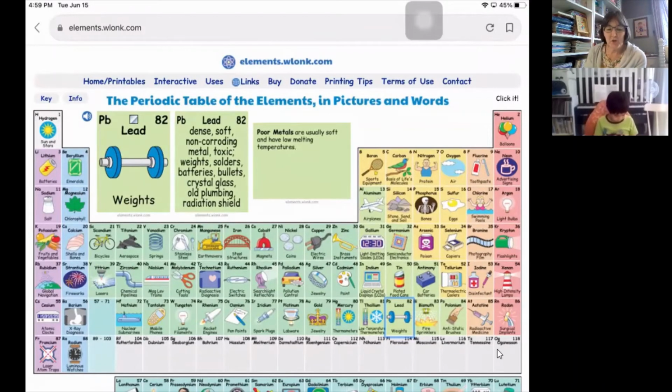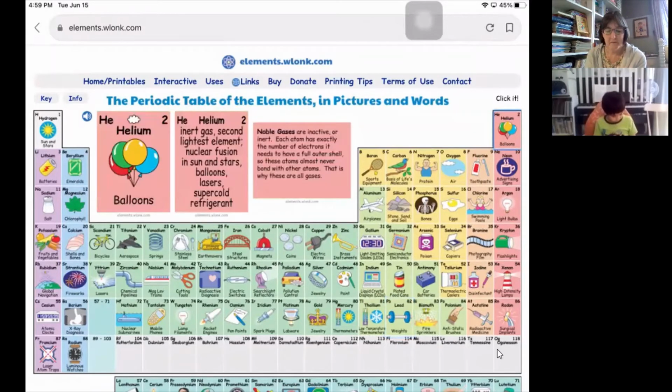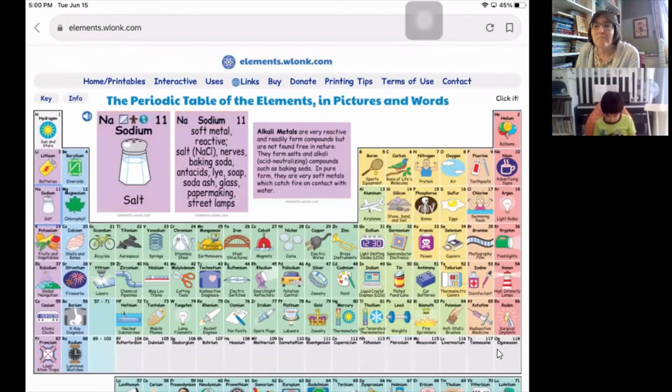Can you find number 2? Yes. Okay, that's helium. That's the gas that they put in balloons so the balloons can go up in the air and not fall down. It's called helium. Here, I have 2 more I want to show you. One is number 11. Can you find number 11? Yes.